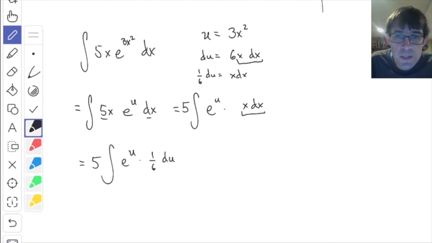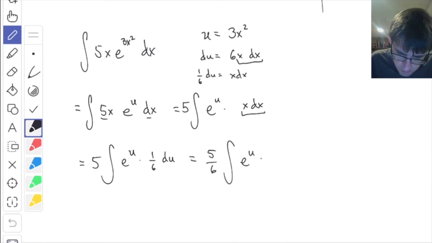I have this 1/6 on the inside, but that can be factored out of the integral. The 5 is already out there, and the 1/6 I bring out also. It ends up being 5/6 integral e to the u du. All right, and now we do the integral.